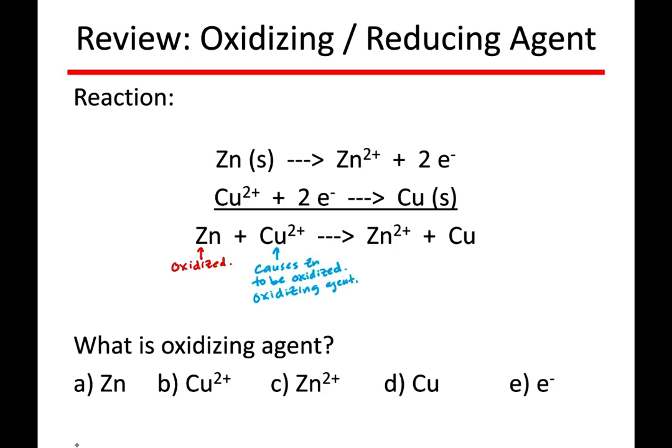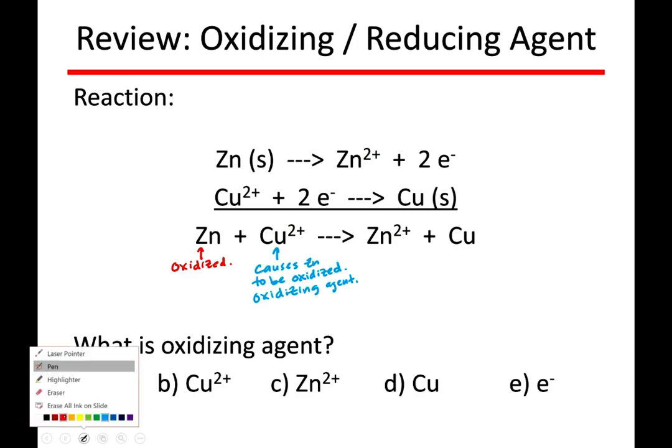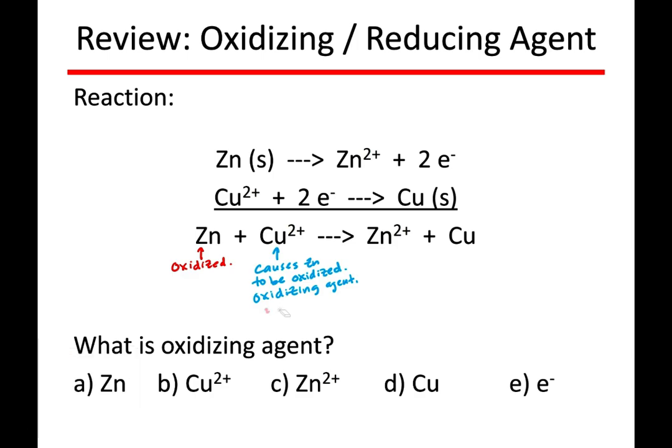Now we could take this a little bit further if we wanted to, and also bring in the concept of reducing agents. So in this reaction, Cu2+ is reduced. It gains 2 electrons to go from Cu2+ to Cu solid. And then you can ask, okay, well, what's the reducing agent? Well, what caused the Cu2+ to be reduced? That would be the zinc. So Zn causes Cu2+ to be reduced, and that makes Zn the reducing agent.